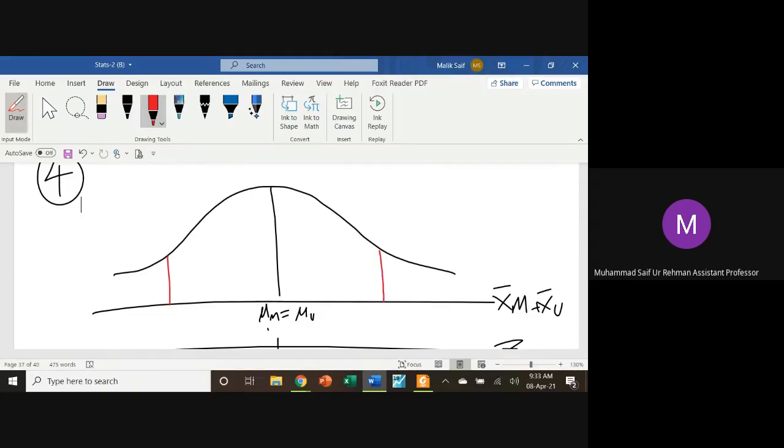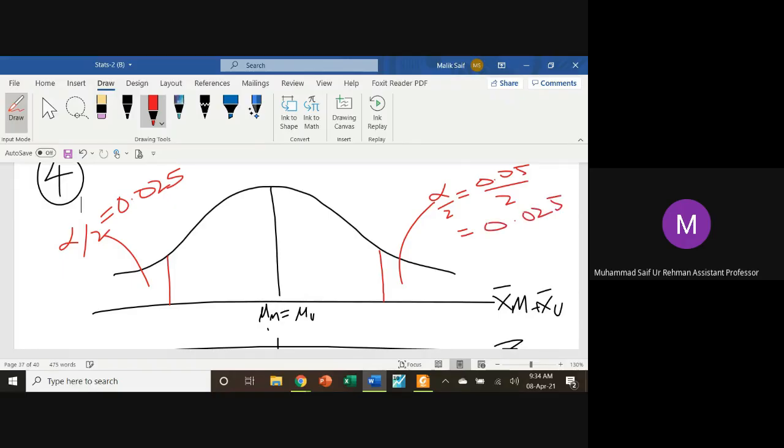Fine. Now, what is the level of significance? Level of significance is 0.05 or 5%. So you will divide that 0.05 by 2 because there are two tails. So alpha divided by 2 here and alpha divided by 2 over here. So this will become 0.05 divided by 2. The answer is 0.025. Right? And here again 0.05 divided by 2. The answer is 0.025. Right.